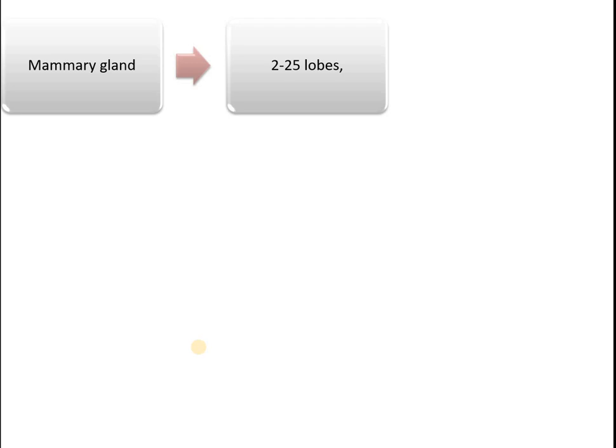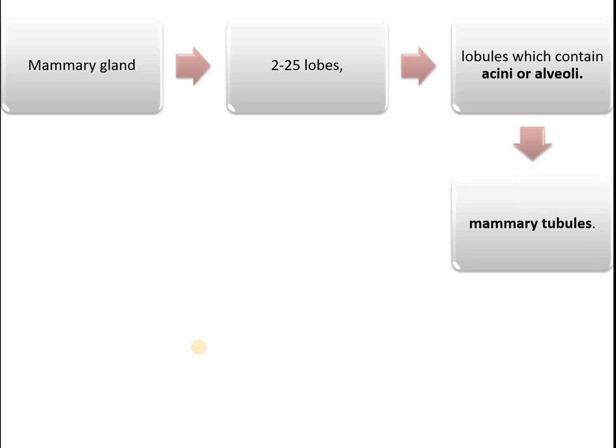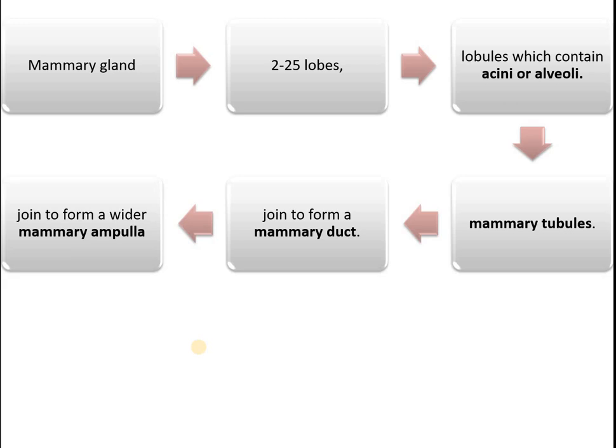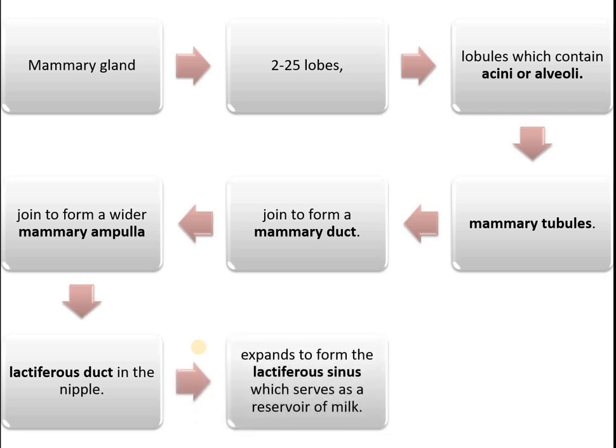Here 2 to 25 lobes are present. Each lobule contains acini or alveoli. That is a sac-like structure. And there are tubules. They are called mammary tubules. They join to form mammary duct. They are again joined to form a wider mammary ampulla. Now, lactiferous duct is formed near the nipple. Then they expand to form lactiferous sinus, which serves as a reservoir of the milk.